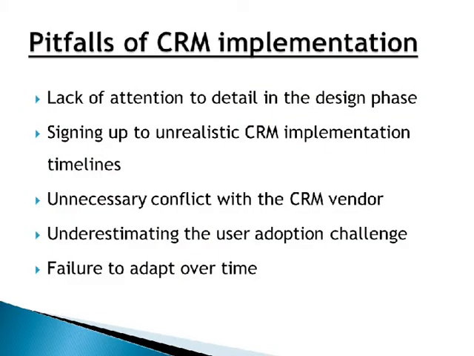The last is failure to adapt over time. CRM is often seen as a one-off project rather than an ongoing program. Systems can start off fine but quickly fall into obsolescence as the organization changes and the system does not keep up. Effective CRM systems need resources and attention over the long term.